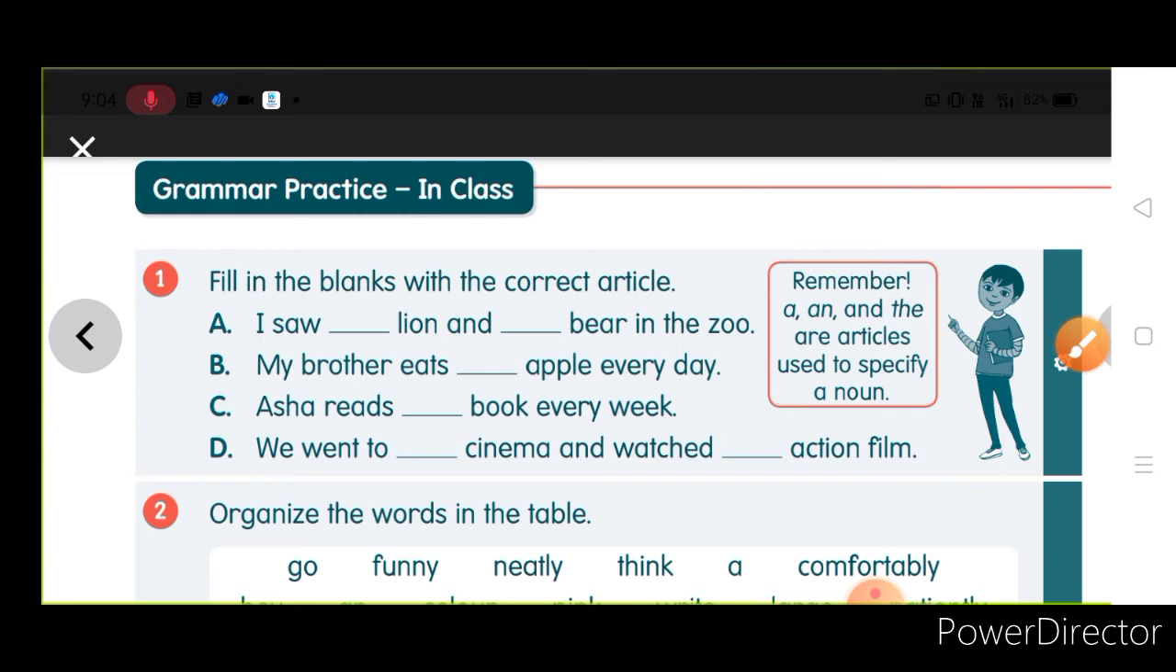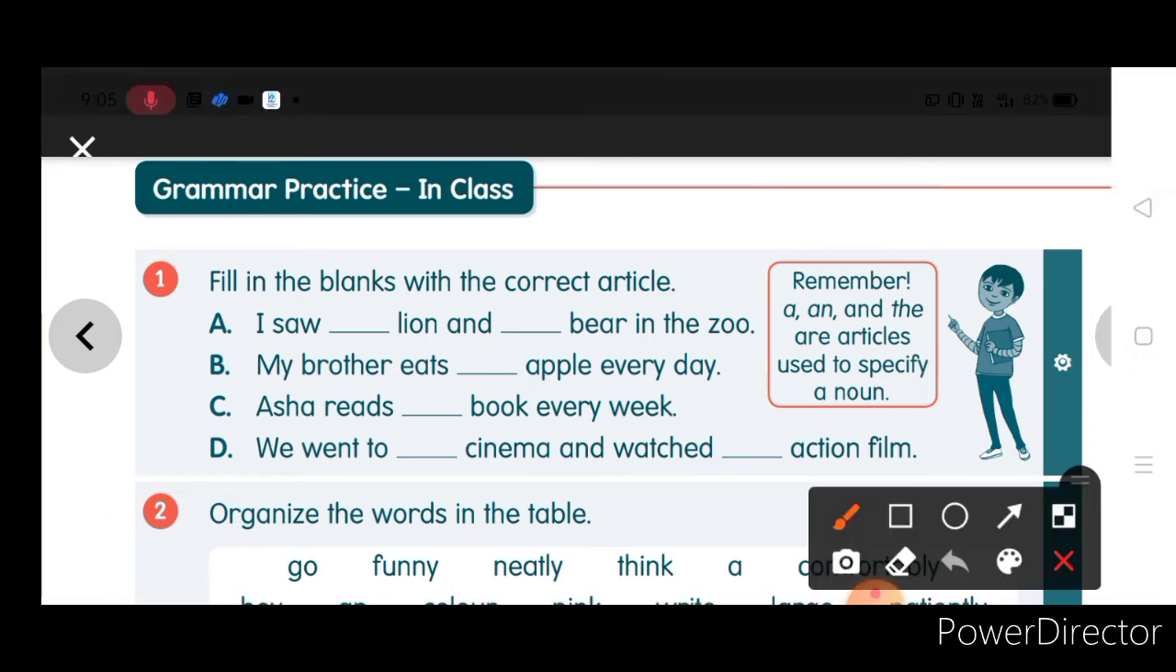Now let us see the next example. Next question. Fill in the blanks with the correct article. I saw dash lion and dash bear in the zoo. I saw a lion and a bear in the zoo. My mother eats apple. You see the apple, with which letter is it beginning? It is beginning with A. A means vowel. So you have to write down an.